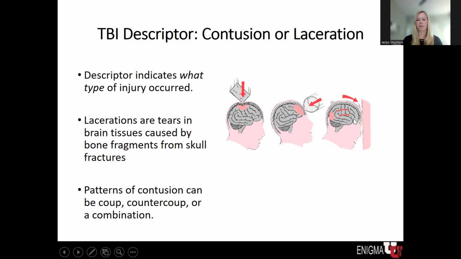A counter coup indicates that as the head and brain hit a structure up here, the injury happens at the back of the brain because the brain actually slams into the back of the skull from impact. You can also have a combination of these injuries. So you can have a type of TBI that is considered a coup, counter coup injury, where the brain is injured in both the front and back or side to side, depending on where the impact happened. So the coup indicates where the impact happened, and the counter coup is the opposing side.